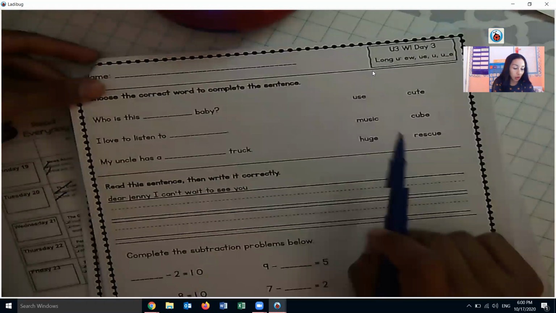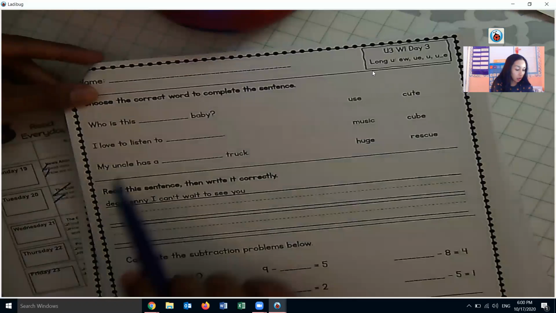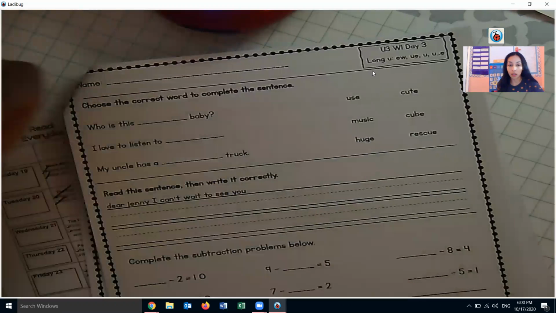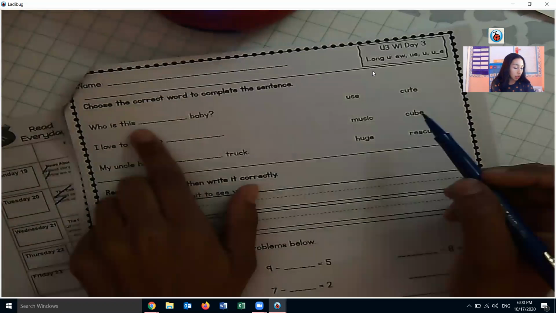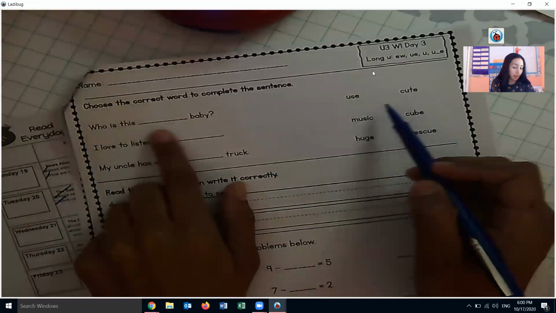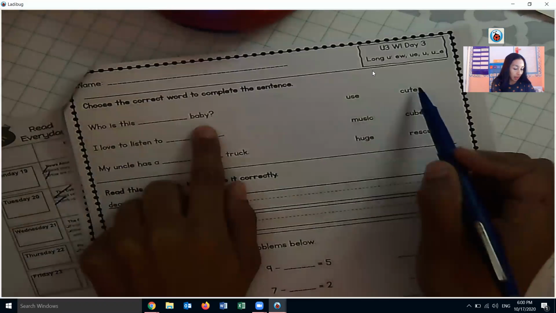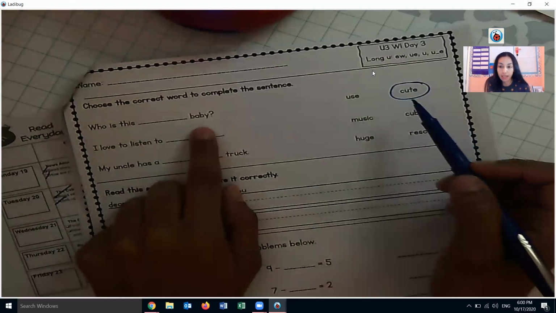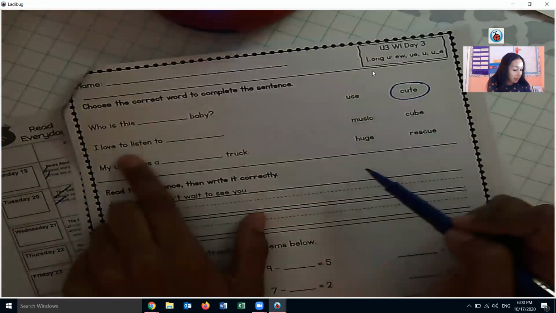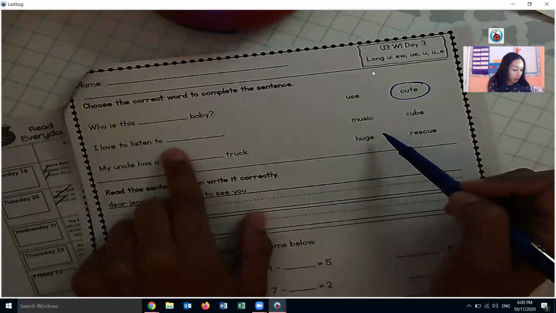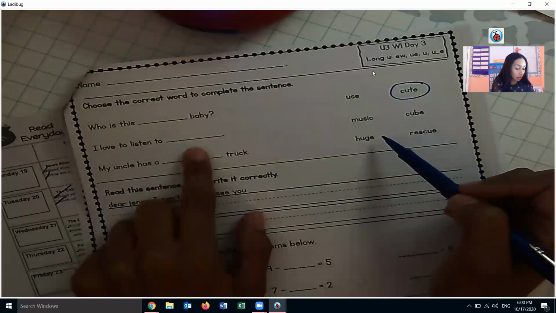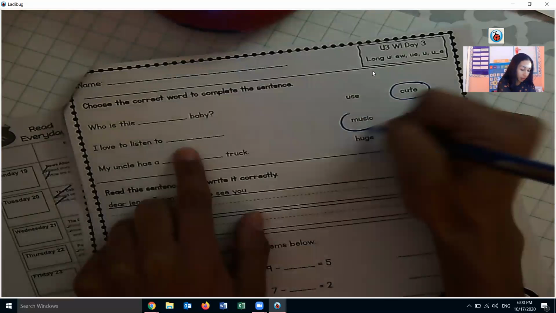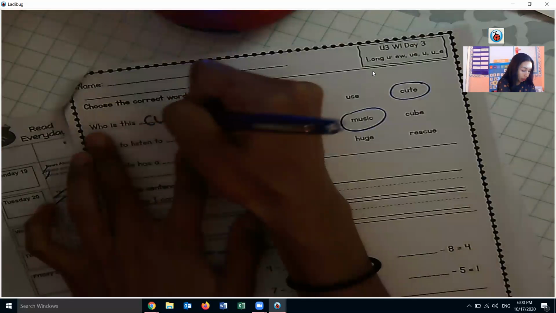So we have 2 words on the side of each question, and we're going to pick which word fits that blank the best. So who is this cube or who is this cute baby? I think cute makes more sense there. I love to listen to music. I love to listen to cube. Which word fits the blank the best? I love to listen to music. So I'll write it here in the blank also.